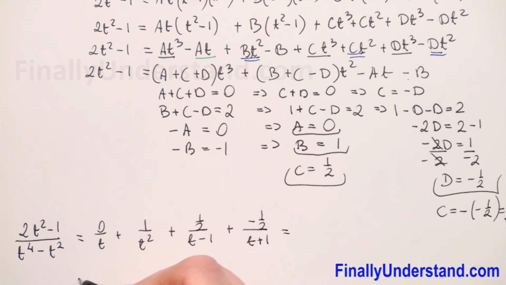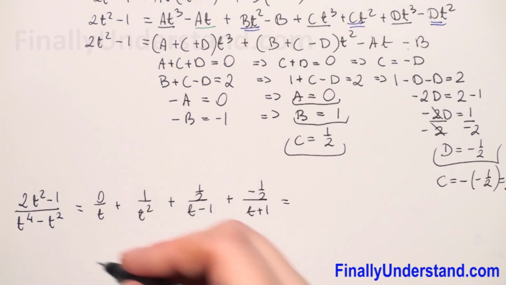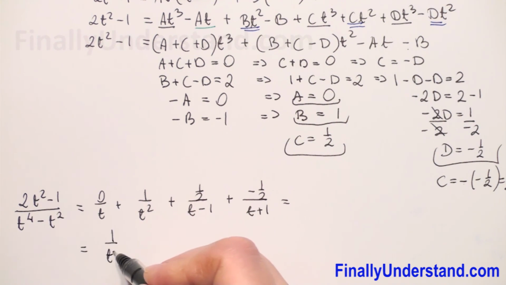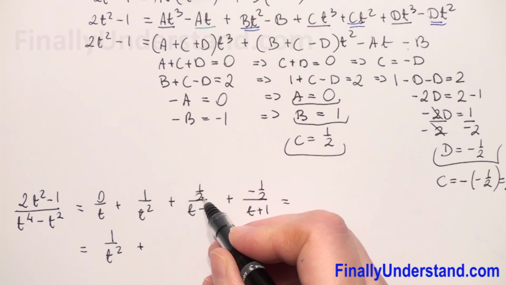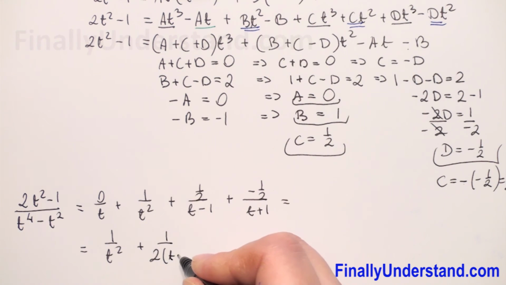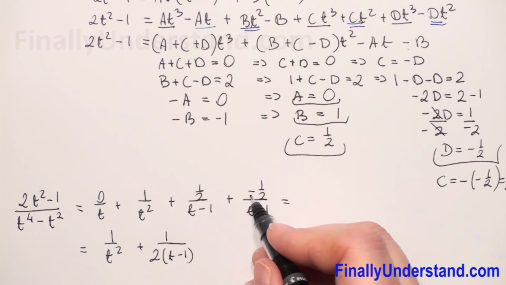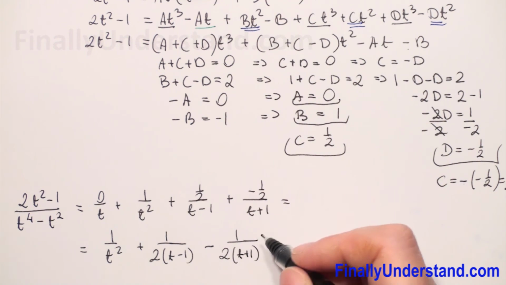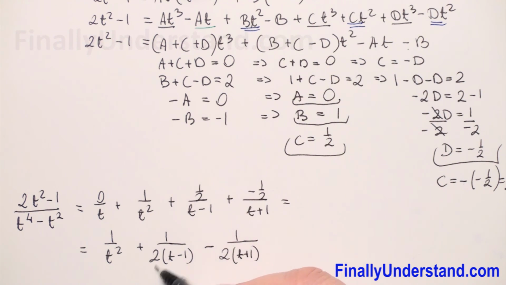So this is equal to, 0 over t is 0, we don't have to write it, and so first we have 1 over t squared plus, I will take 2 to the denominator, so we have 1 over 2 times t minus 1, and then negative, again 2 I will take to the denominator, so it will be negative 1 over 2 times t plus 1. If you add and subtract these three fractions, you will get exactly the same as what we have at the beginning. This is my solution.